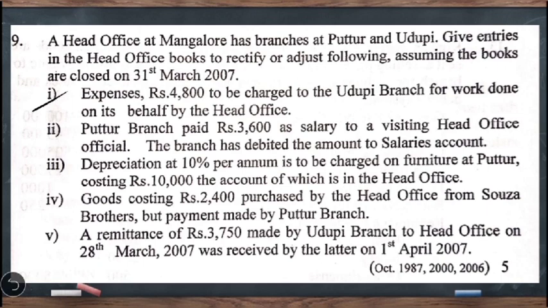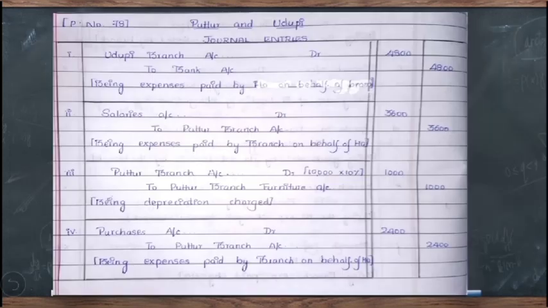The first adjustment is expenses of rupees 4,800 to be charged to Udupi branch for work done on its behalf by head office. Here, head office has done the work on behalf of the branch and the payment is also done by the head office on behalf of the branch. It is as good as the payment is made by the head office on behalf of the branch. In that case, the entry will be Udupi branch account debit to bank account. The amount paid is 4,800.